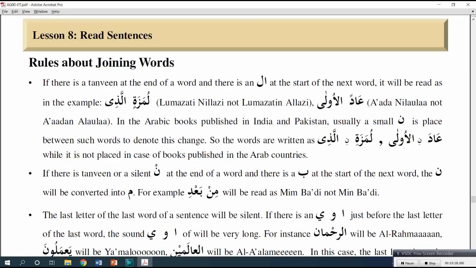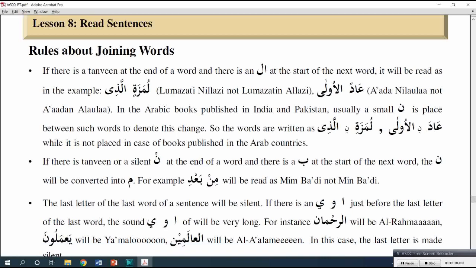Now rules about joining words. If there is tanween at the end of a word and there is an alif lam at the start of the next word, it will be read joined. An example is lumazatil. So this ta you have to merge. Otherwise, if you read it separately, it will be lumazatin, then alladhi. But if you merge it, lumazatillazi, this will appear in this way.